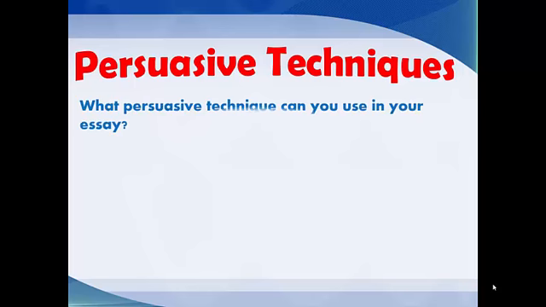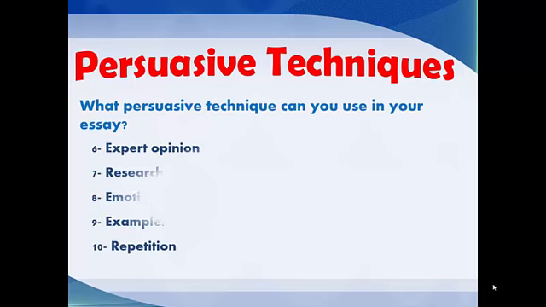More persuasive techniques here. Number six, expert opinion. If any expert says an opinion, I can take it as a technique to persuade other people. Research and studies. If somebody or some people or an institution made research about something, they conclude a result, and this result will be taken as evidence for persuasion.